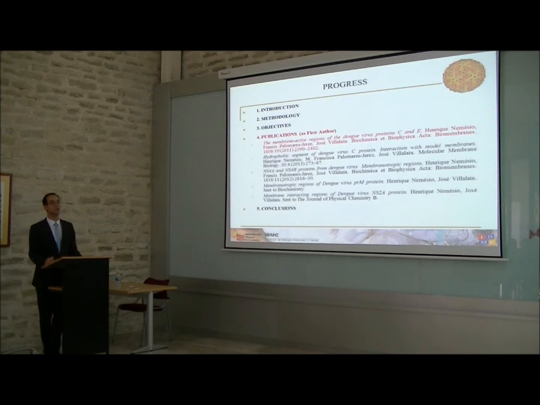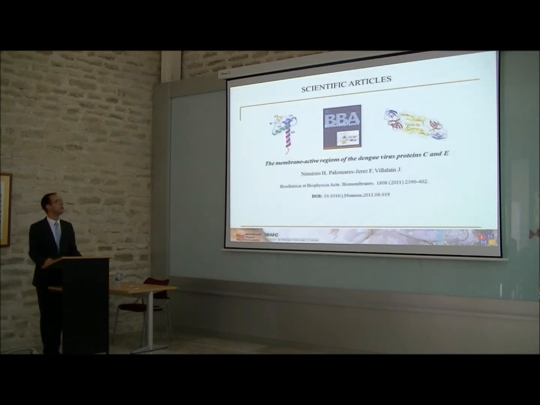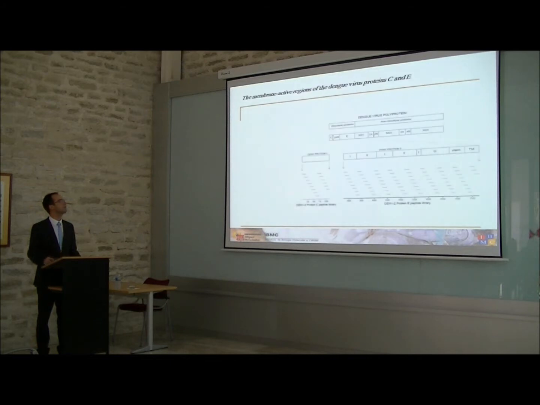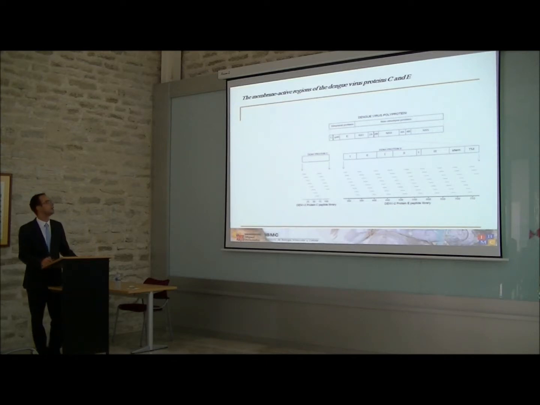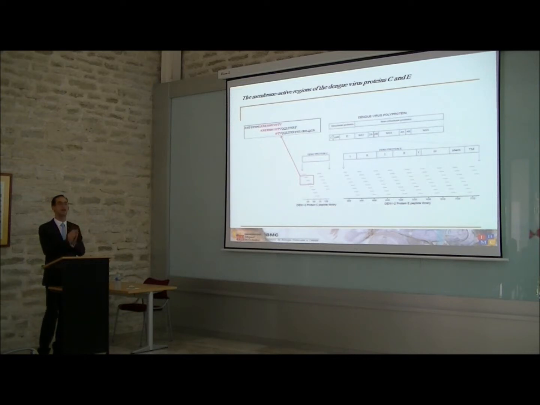Now, presenting a short summary of all the results obtained in each of these publications. First publication, the membrane-active regions of the dengue virus proteins C and E. As I said, we used peptide libraries encompassing the full length of these proteins, and these peptides have a characteristic: 2 and 3 consecutive peptides overlap between themselves. So one might think not of a given peptide, but of regions in the protein.